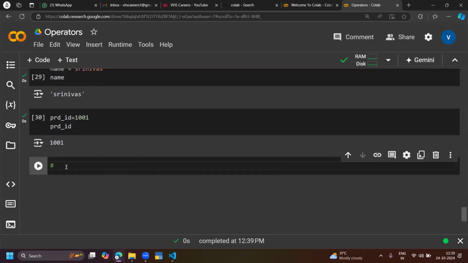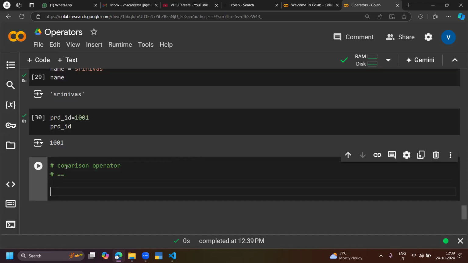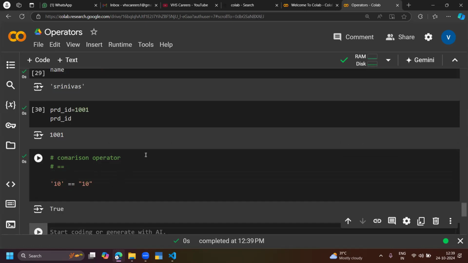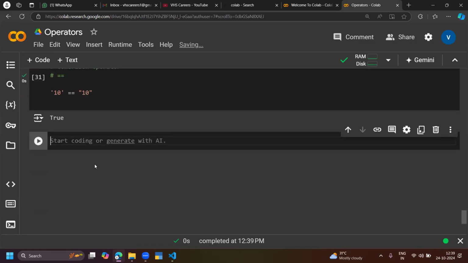One more comparison operator is something like double equal to. Double equal to is the comparison operator. I already told you 10 double equal to 10. This is basically true. This is actually called the comparison operator. I am comparing two things. That is the comparison operator. So the session is going to end.